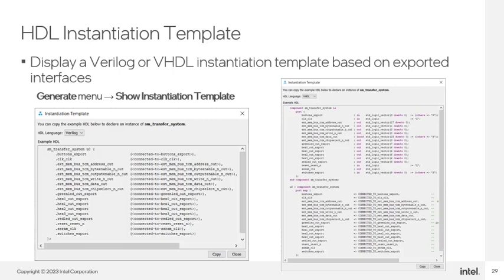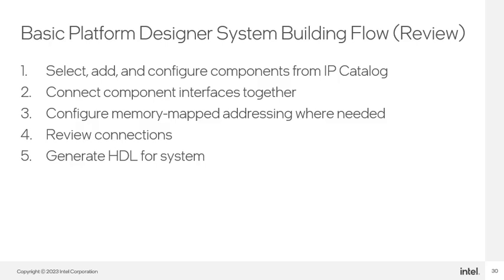Choose whether the template should be in Verilog or VHDL, and copy the code into your design file. Edit the port mapping sections in the template to connect the system to the rest of your design. So those are the main steps for creating a system design in Platform Designer.